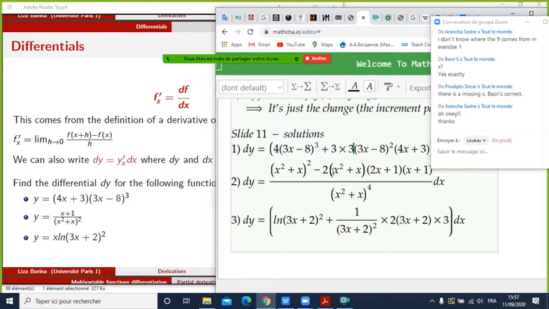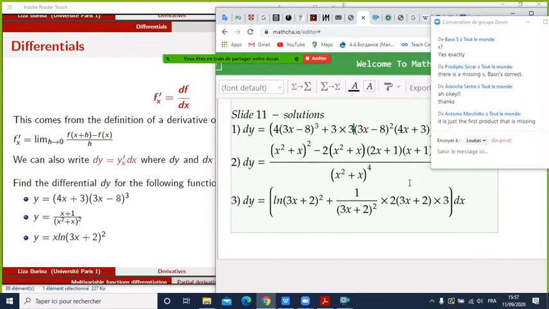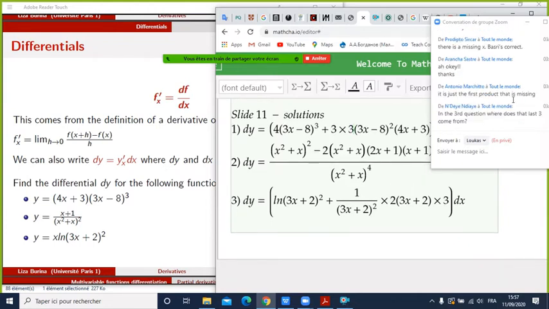Okay, the missing x. Wait a second, don't tell. It's just that the first product is missing. Ah, yes, you're right. That's what I always forget, so you could already notice it. And I told you don't forget it. Well, this is how it works.